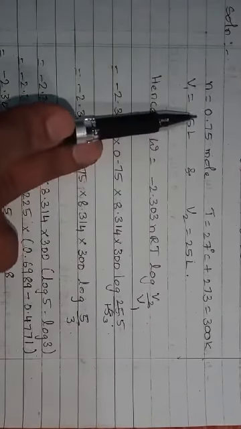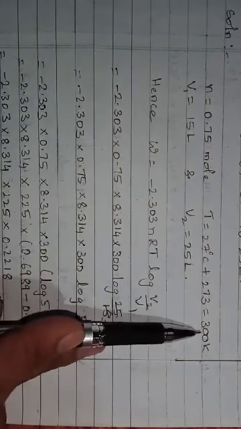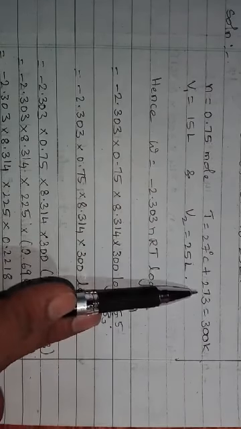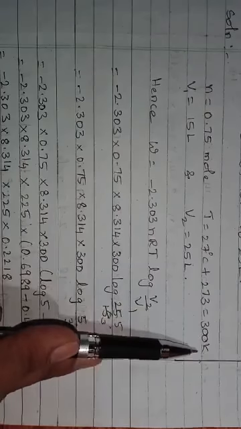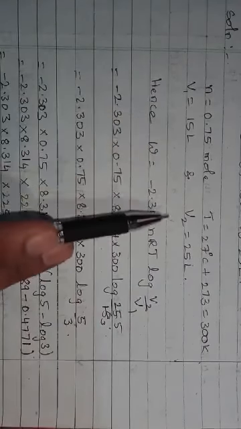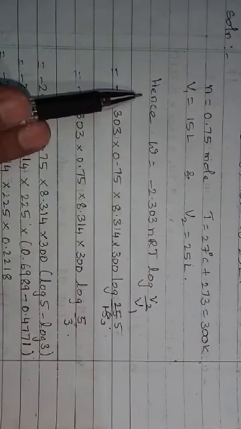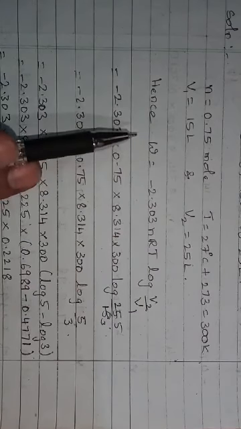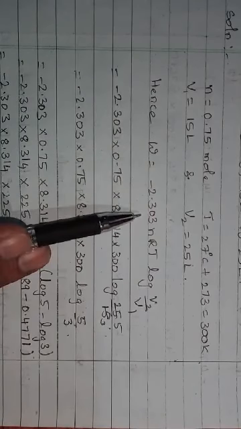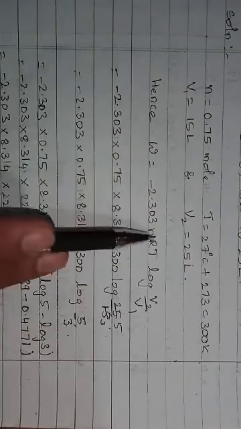n, the number of moles, equals 0.75 mole. Temperature they have given as 27 degrees Celsius; we convert into Kelvin, so 300 Kelvin. Initial volume is 15 liter and final volume is 25 liter. Hence work: since it is isothermal and reversible, W equals minus 2.303 nRT log V2 by V1. We are substituting all the values.